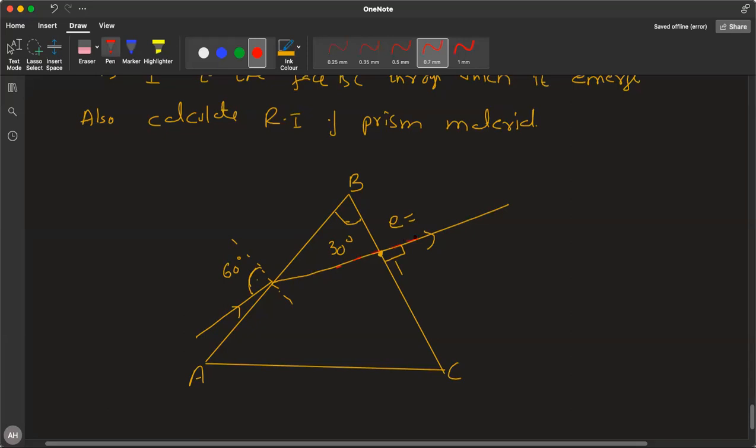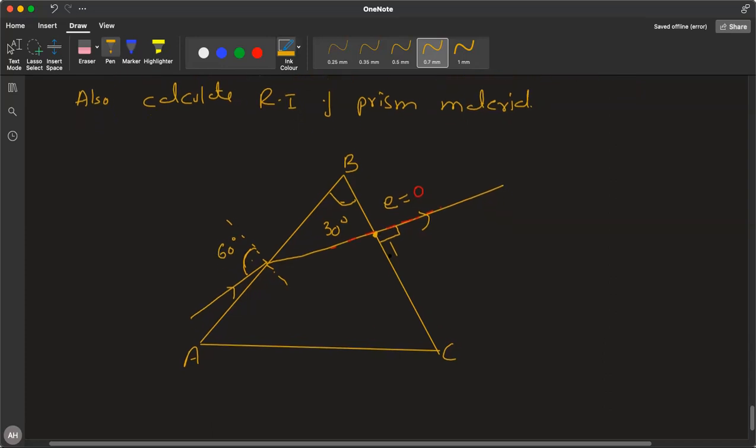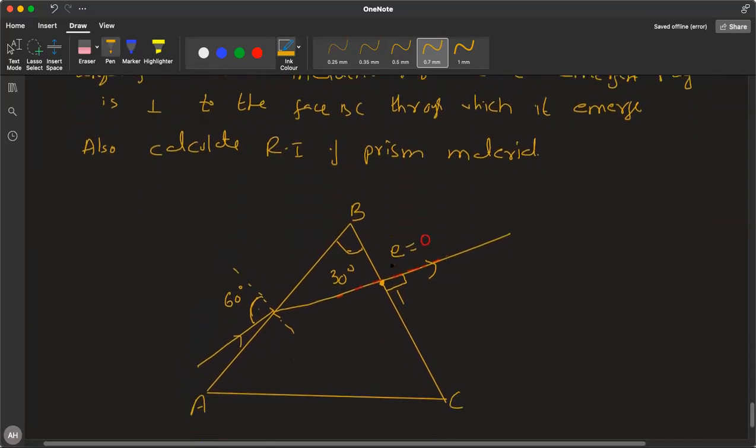0 degree. See, this is the normal. Now we measure angle with respect to normal. Here also we are measuring angle with respect to normal, not with respect to the surface. So if the ray is passing normally, it's making a 0 degree angle with the normal. Your angle of emergence is 0. I'm repeating again, we measure angle with the normal, not with the surface. So if the ray is perpendicular to the surface, angle of emergence would be 0 degree. So now you have your E equal to 0.